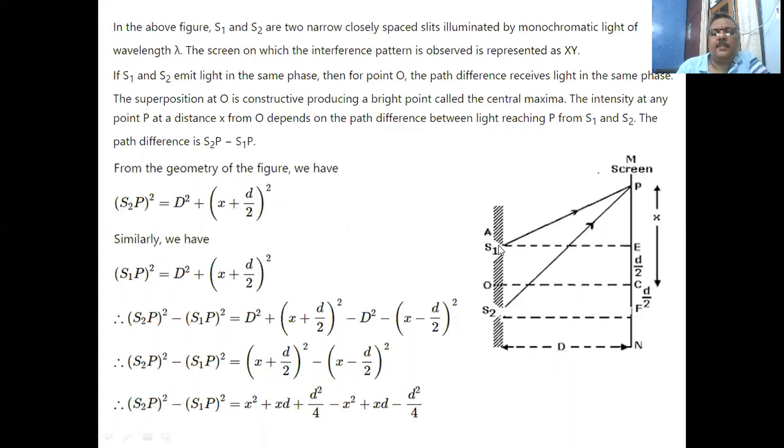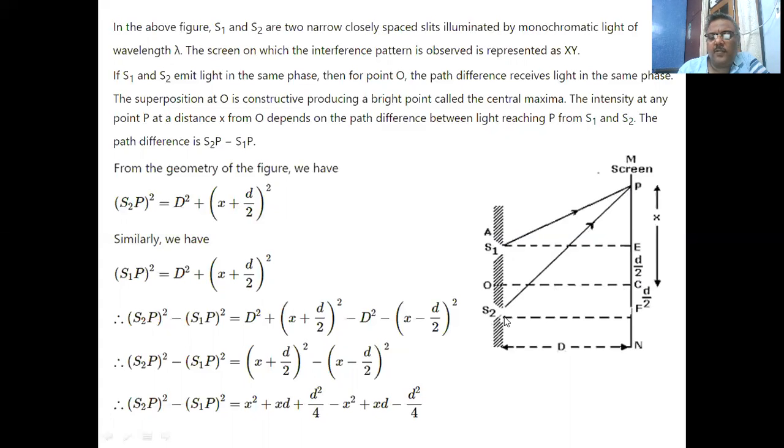So let's discuss this. We have S1 and S2 as the closely spaced slits illuminated by a light of wavelength lambda. If the two slits emit light in the same phase, then the superposition at the point C is constructive and it will be the central maxima. Now we need to calculate the path difference of the two waves coming from S1 and S2 at point P.